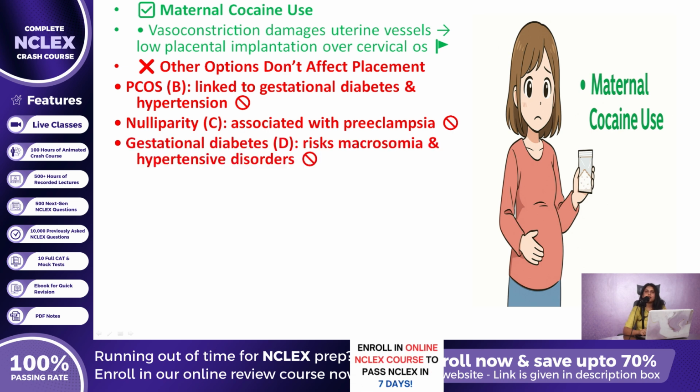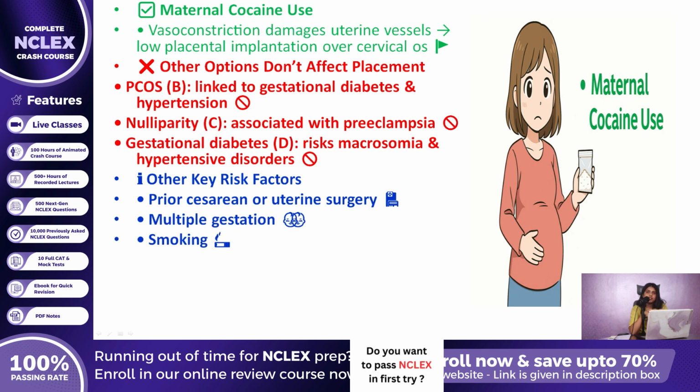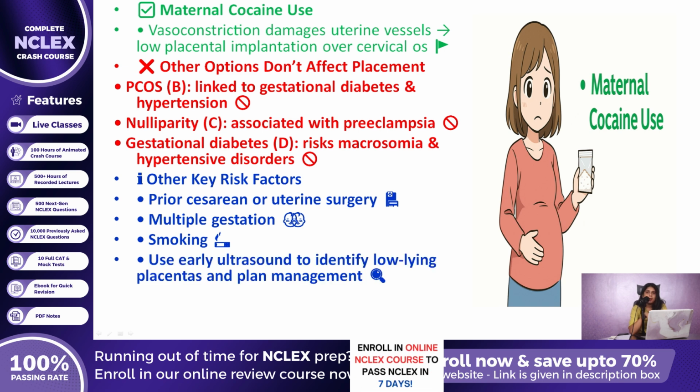And gestational diabetes, option D, raises concerns for macrosomia and hypertensive disorders, but does not affect implantation site. Other important risk factors include prior cesarean delivery, uterine surgery, multiple gestation, and smoking. Early ultrasound identification of low-lying placentas guides management to prevent hemorrhagic complications.